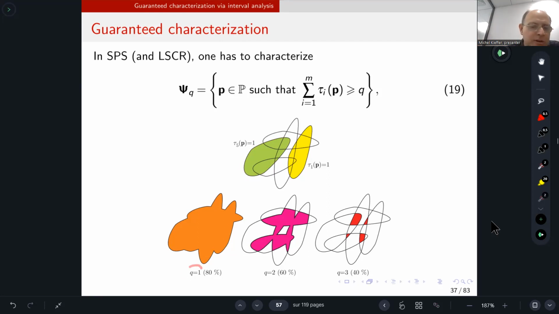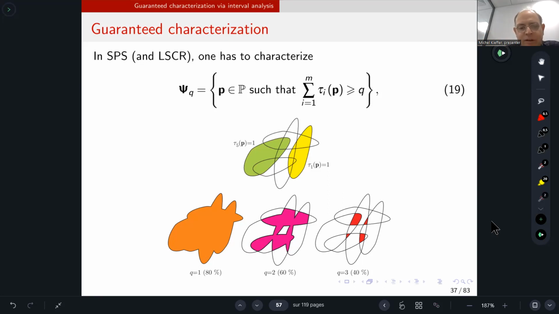For example, if I consider Q equal 1, I have to consider the set such that at least one of the tau i is equal to 1. And then it's the union of all these sets here that were previously defined. If I consider Q equal 2, then I obtain the set of all parameters such that at least 2 of these tau i's are equal to 1. So I obtain, for example, this area where I have 2 sets, or that area, etc. This is here the set, and I obtain, in that case, a 60% confidence region.